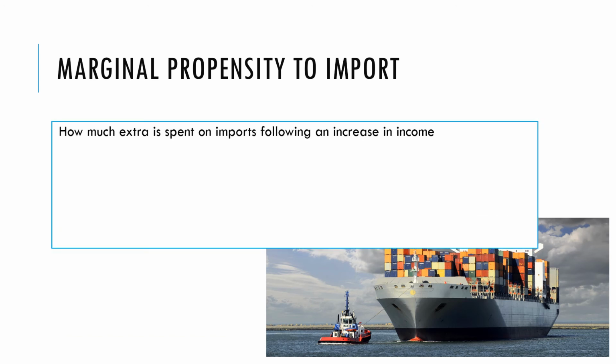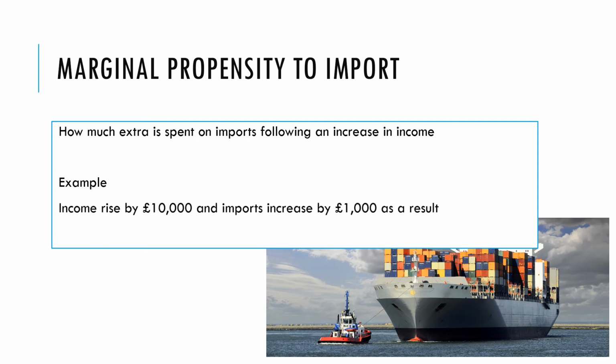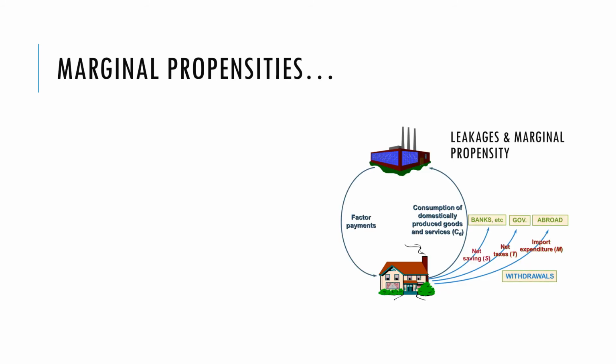How much extra is spent on imports following an increase in income? For example, if incomes rise by £10,000 and imports increase by £1,000 as a result, the marginal propensity to import would be 0.1 or 10%. People spend 10% of extra income on imports.